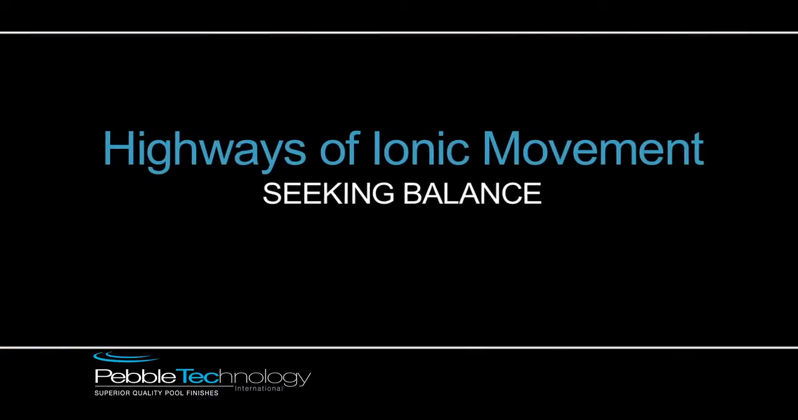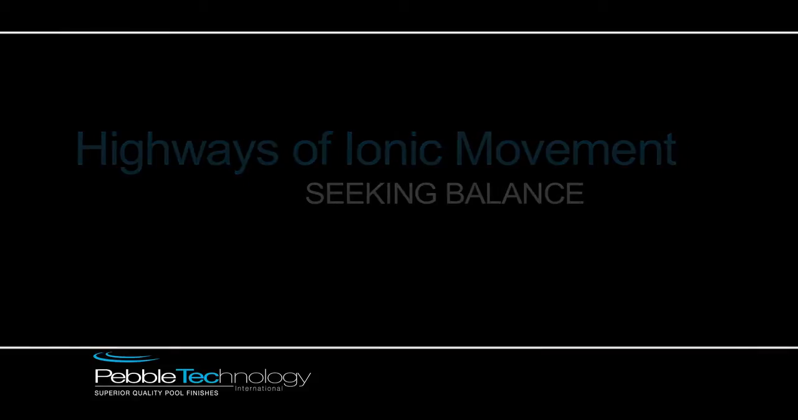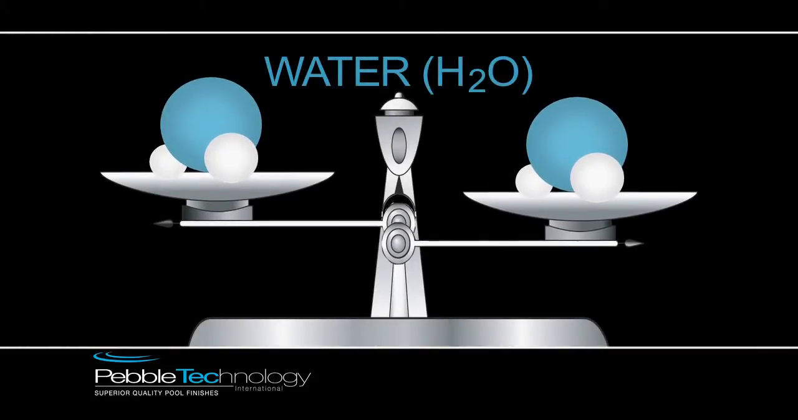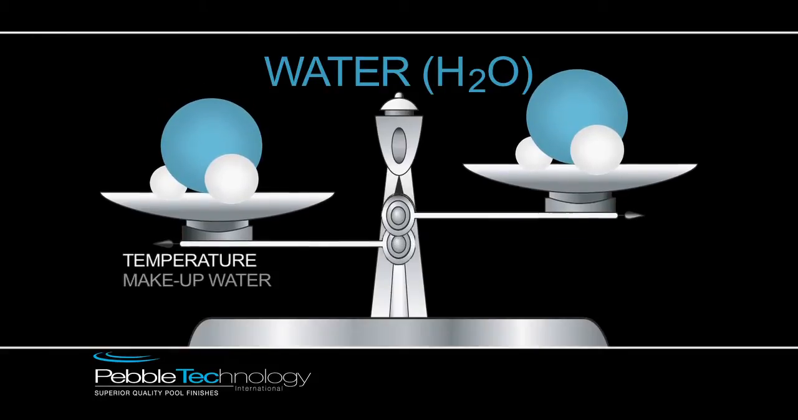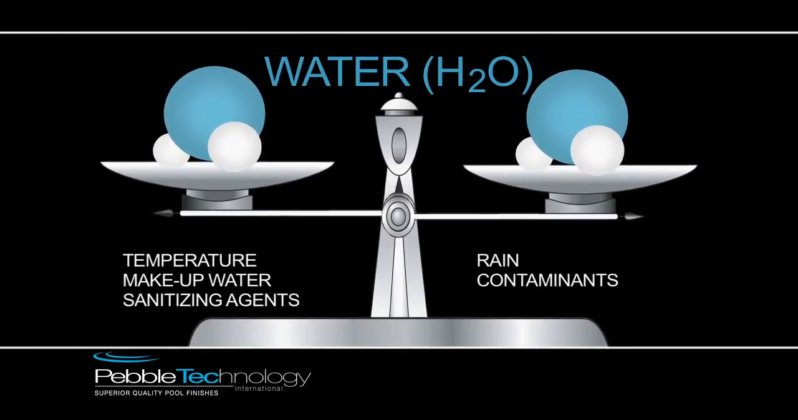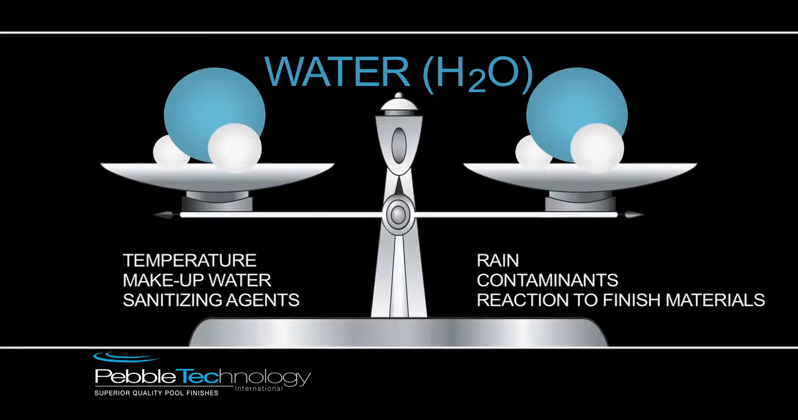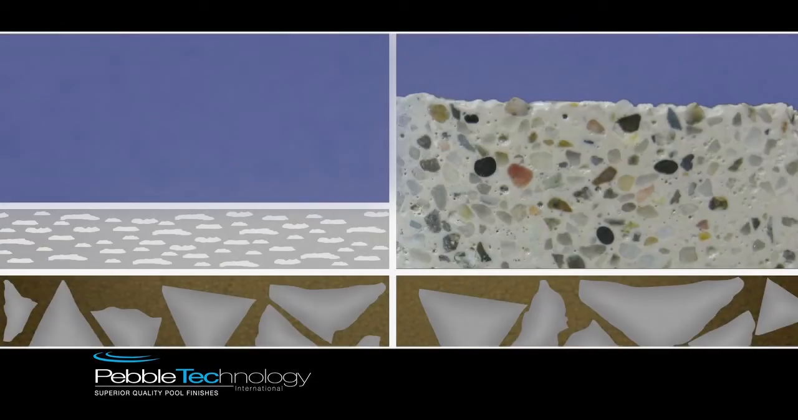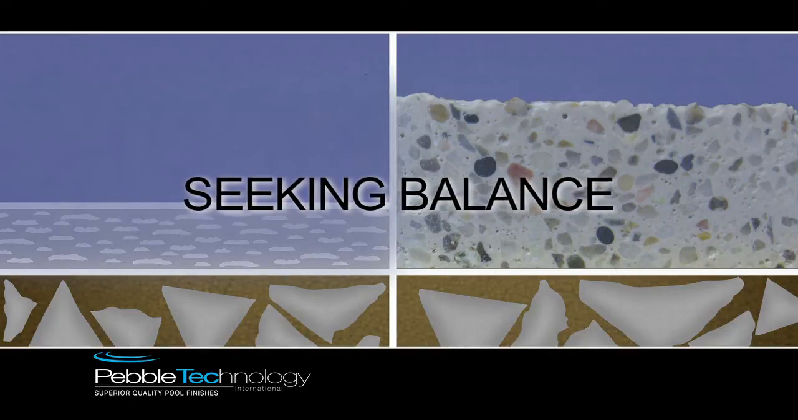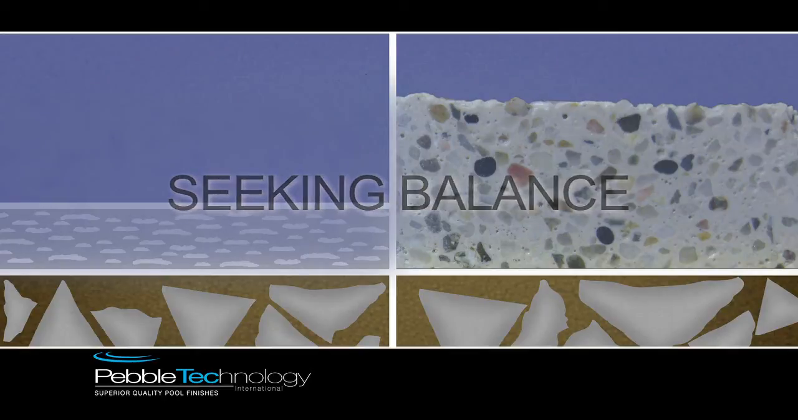Highways of ionic movement, seeking balance. Water is constantly seeking a balanced state. It is constantly changing due to temperature, makeup water, sanitizing agents, rain, contaminants, reaction to finish materials, etc. A cementitious material is not waterproof and therefore allows the water to saturate the finish. This water is again seeking balance and will therefore move towards the opposite state.